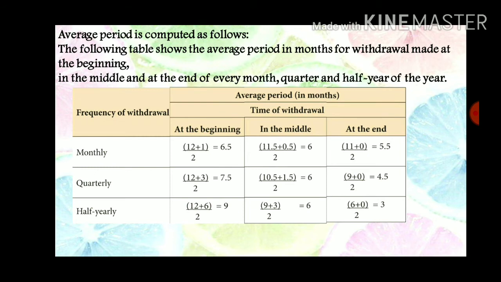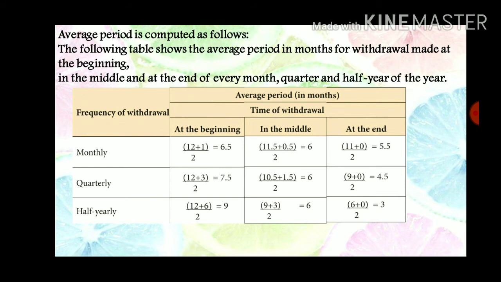Then in the middle, beginning 9 months will be considered and closing 3 months. So 9 plus 3, 12. 12 divided by 2, so we get 6. At the end of the stage, opening month 6 plus closing 0. So 6 plus 0, 6, divided by 2 we get 3.